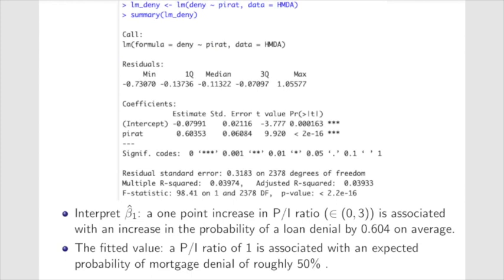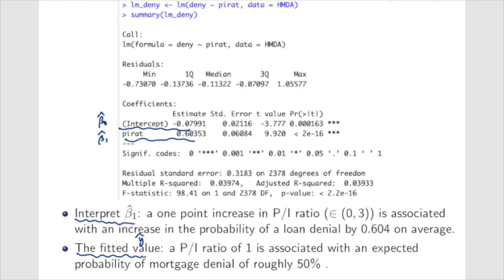Here are the regression results. These are the coefficients beta 0 hat and beta 1 hat. We are often interested in the coefficient beta 1 hat and the fitted value y hat, because now y hat gives us an estimate for the probability of the event that y equals 1. According to the estimation results, a 1 unit increase in the PI ratio is associated with an increase in the probability of a loan denial by 0.604 on average.